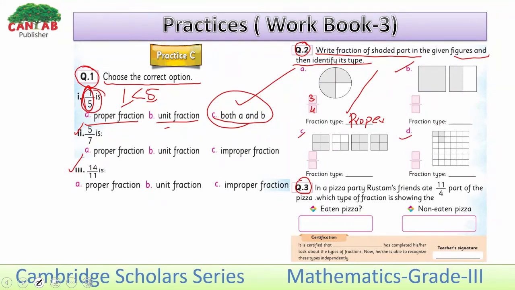Look at question number 3. In a pizza party, Rustam's friends ate 11/4 part of the pizza. Which type of fraction is showing the eaten pizza and non-eaten pizza? You have to write here. Students, after completing your work, send your workbook to your teacher for checking, and your teacher will sign here on this certificate, which shows that you have done your work properly.